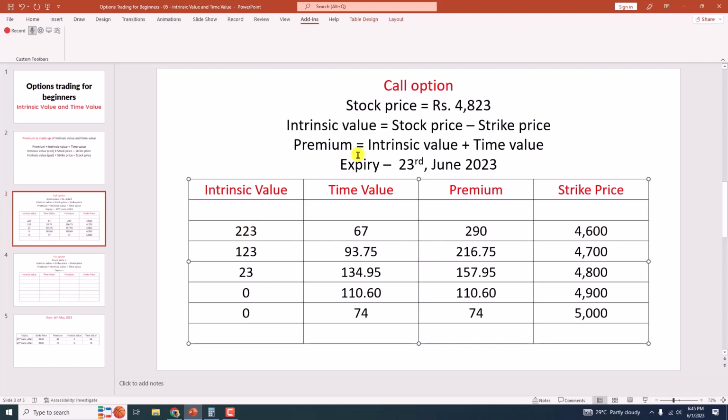See, the stock is trading at this price. I have a choice to buy at this price, and if I buy at this price, this is the amount that I will be getting. How will I get this money? I buy at this price and I will sell at this price. So I will make 223 rupees, correct?